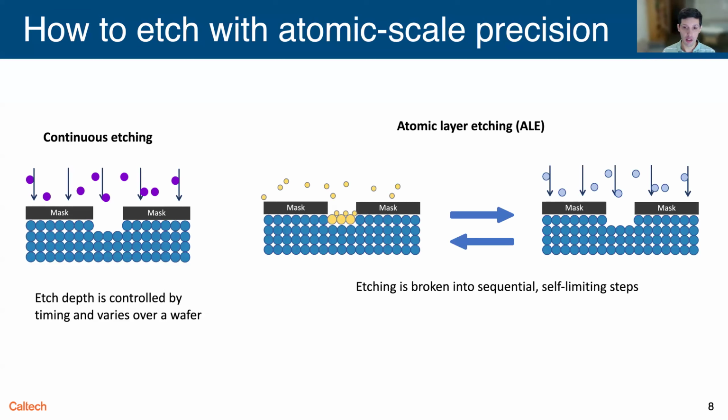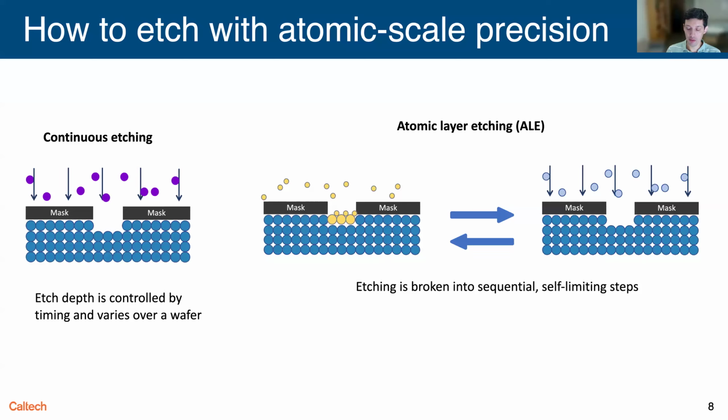So what that means is that, say we start in the center of the slide with the yellow circles that modify the surface, and the process is selected such that those yellow circles only modify the top layer of the material, and then the reaction stops. Then we remove the yellow circles and we introduce the light blue circles in the right image, and that reaction is also designed to only react with the yellow. And then once that yellow modified region is gone, the etching process stops. And so this is the way we can get atomic monolayer scale control over etching.